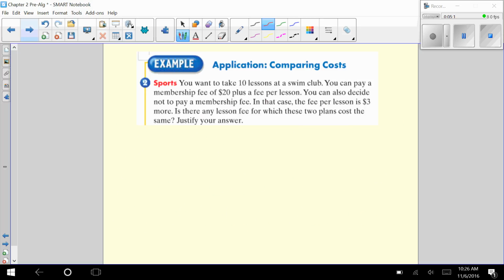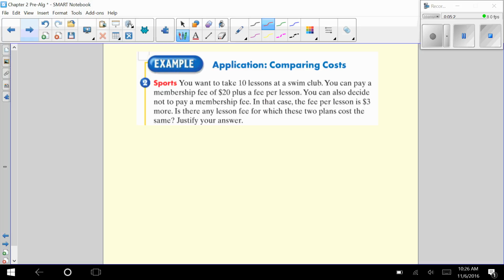All right, let's look at a word problem. You want to take 10 lessons at a swim club. You can pay a membership fee of $20 plus a fee per lesson. You can also decide not to pay a membership fee. In that case, the fee per lesson is $3 more. Is there any lesson fee for which the two plans cost the same?